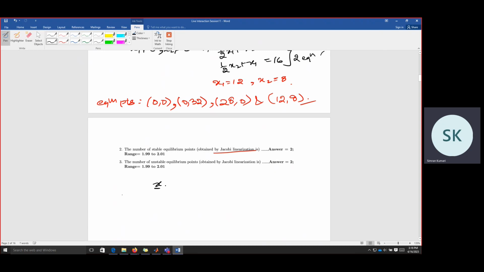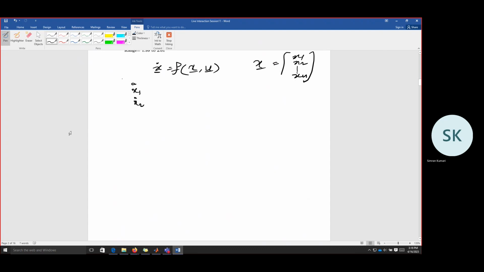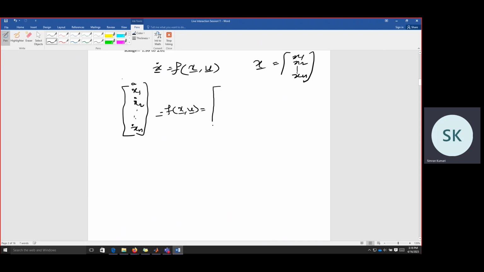But let us see for a state space, we'll just do this one. So we have x dot equal to f of x, u. These are vectors. Suppose x bar is equal to x1, x2, say xn. So we have x1 dot, x2 dot, up to xn dot, equal to f of x comma u, and this is an n cross 1 vector. This is also a function. And then we have f1 of x comma u, up to fn of x comma u. Now we have to find the Jacobian of this one.